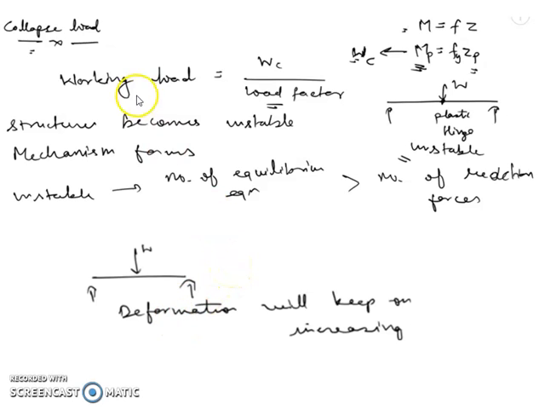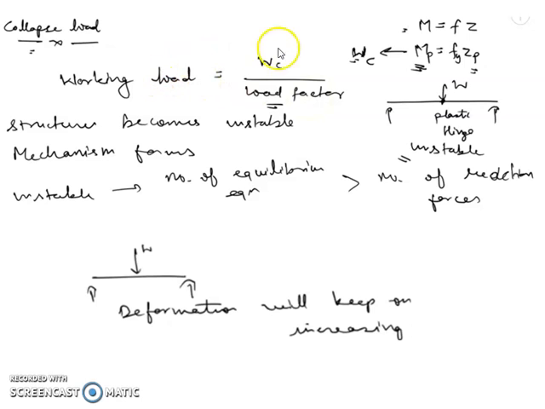Today's topic is collapse load. We know Mp is nothing but Fy into Zp. Mp is nothing but plastic moment. The load which gives plastic moment is called the collapse load. From the collapse load, we can calculate working load. Working load equals Wc divided by load factor.